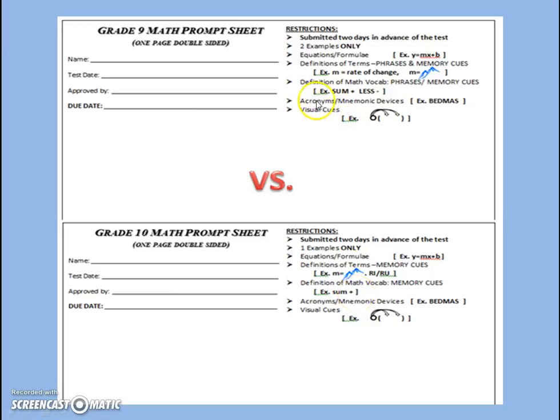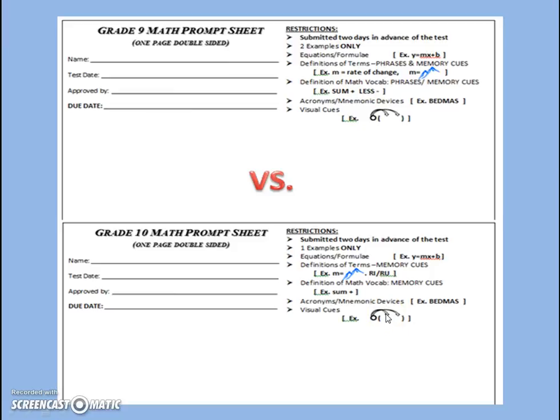Again, in grade 9, acronyms and mnemonics are allowed at all times. So BEDMAS, SOHCAHTOA, etc. And then visual cues. Notice this, without really understanding the process, one wouldn't know what this means. So those are allowable in both grades.